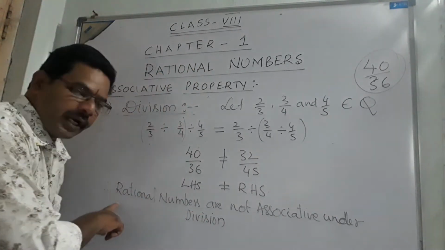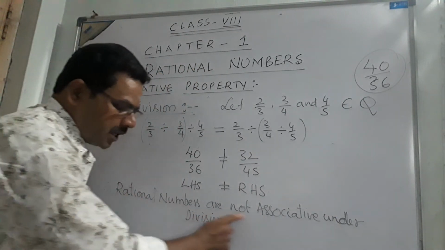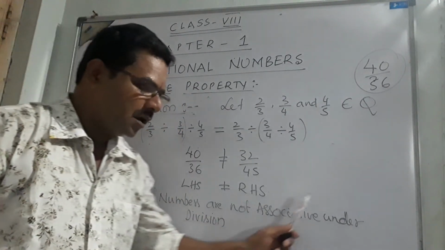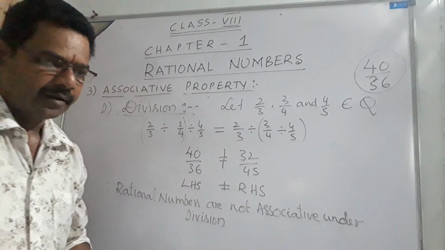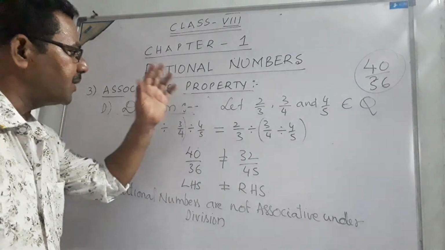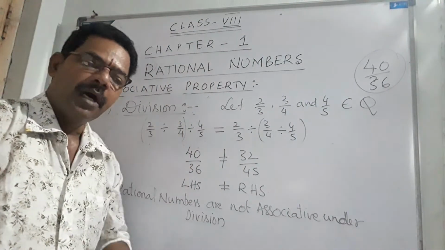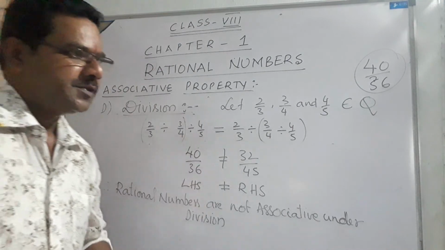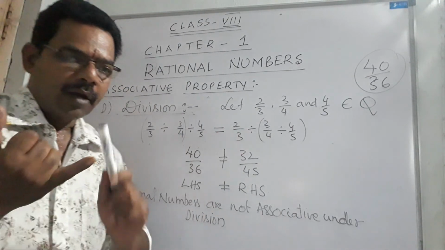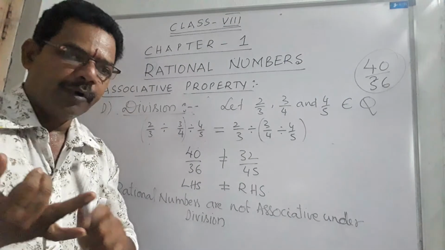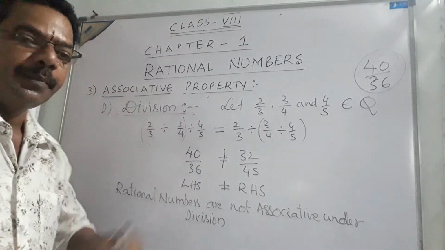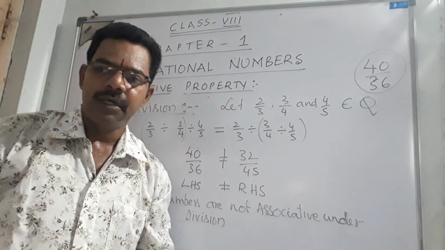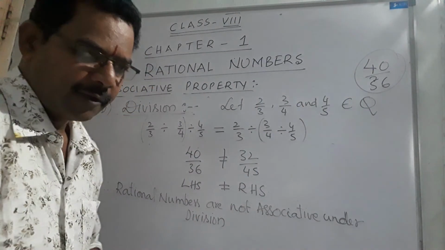So that only we have to write in the form of a sentence. Rational numbers are not associative under division. That means the associative property is not followed in rational numbers under the division operation. Okay. So here also, if you observe, we got addition and multiplication. In both cases only this associative property is following, and in the remaining two cases the associative property is not following in rational numbers.